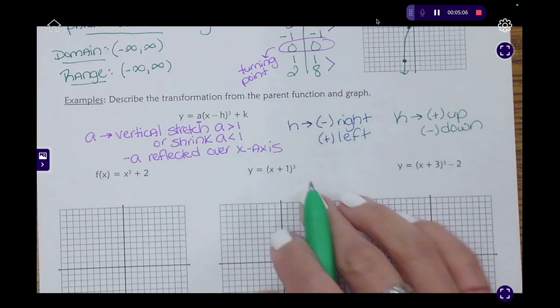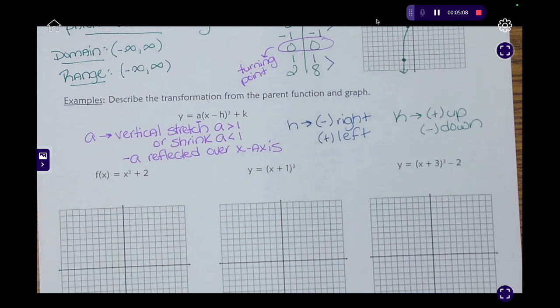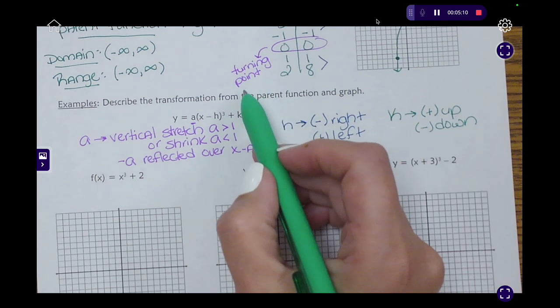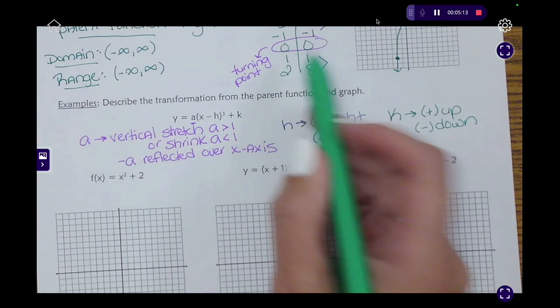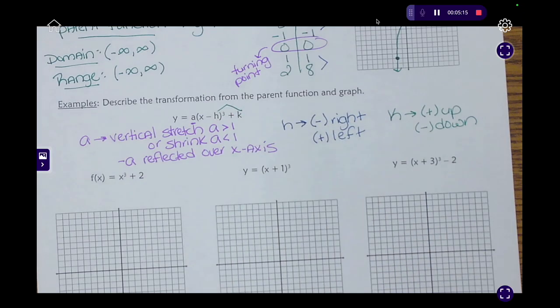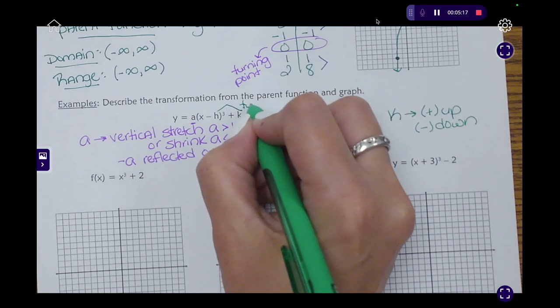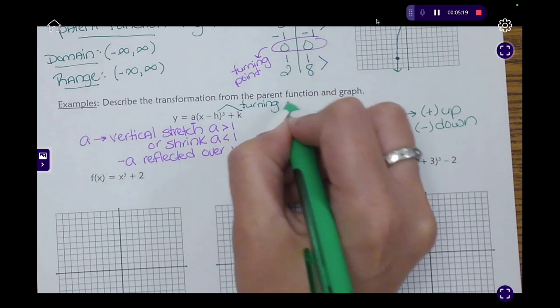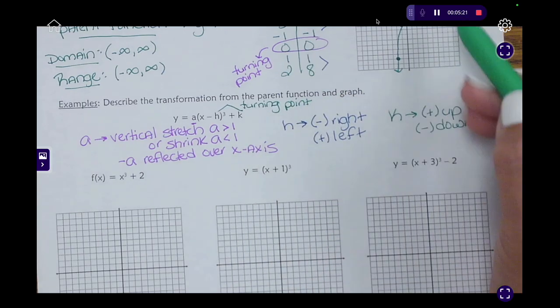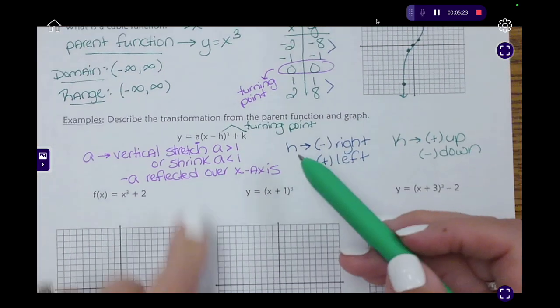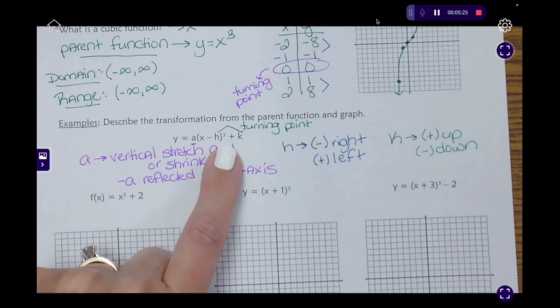So again, we've already done this before, so this should look very familiar. Like right here, that turning point, that's what we're looking for. That's going to be your h and k for your equation. So that turning point, you get straight from your equation. That's the part of your graph where the graph starts to curve, and it's going to be right here in your equation for the h and the k.